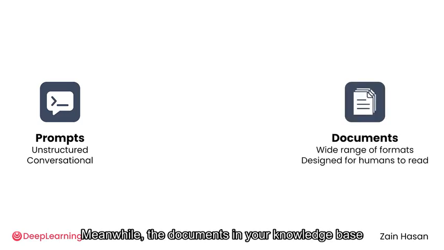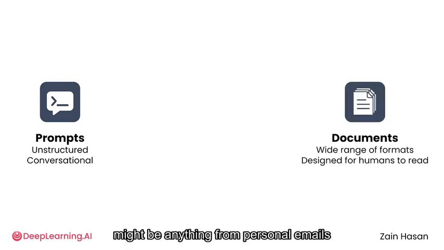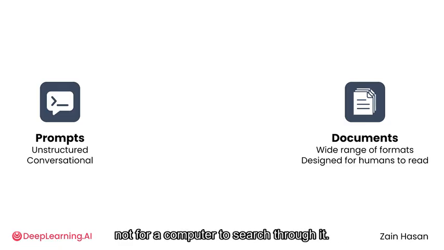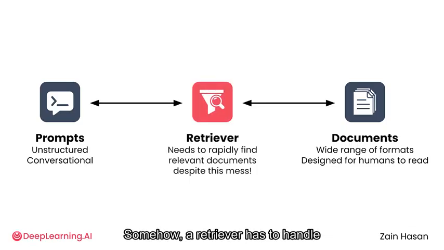Meanwhile, the documents in your knowledge base might be anything from personal emails to internal company memos or articles from a medical journal. They might be rich in information, but it's usually structured for humans to read, not for a computer to search through it. Somehow, a retriever has to handle all of this messily structured information and rapidly return the most relevant pieces, all in fractions of a second.